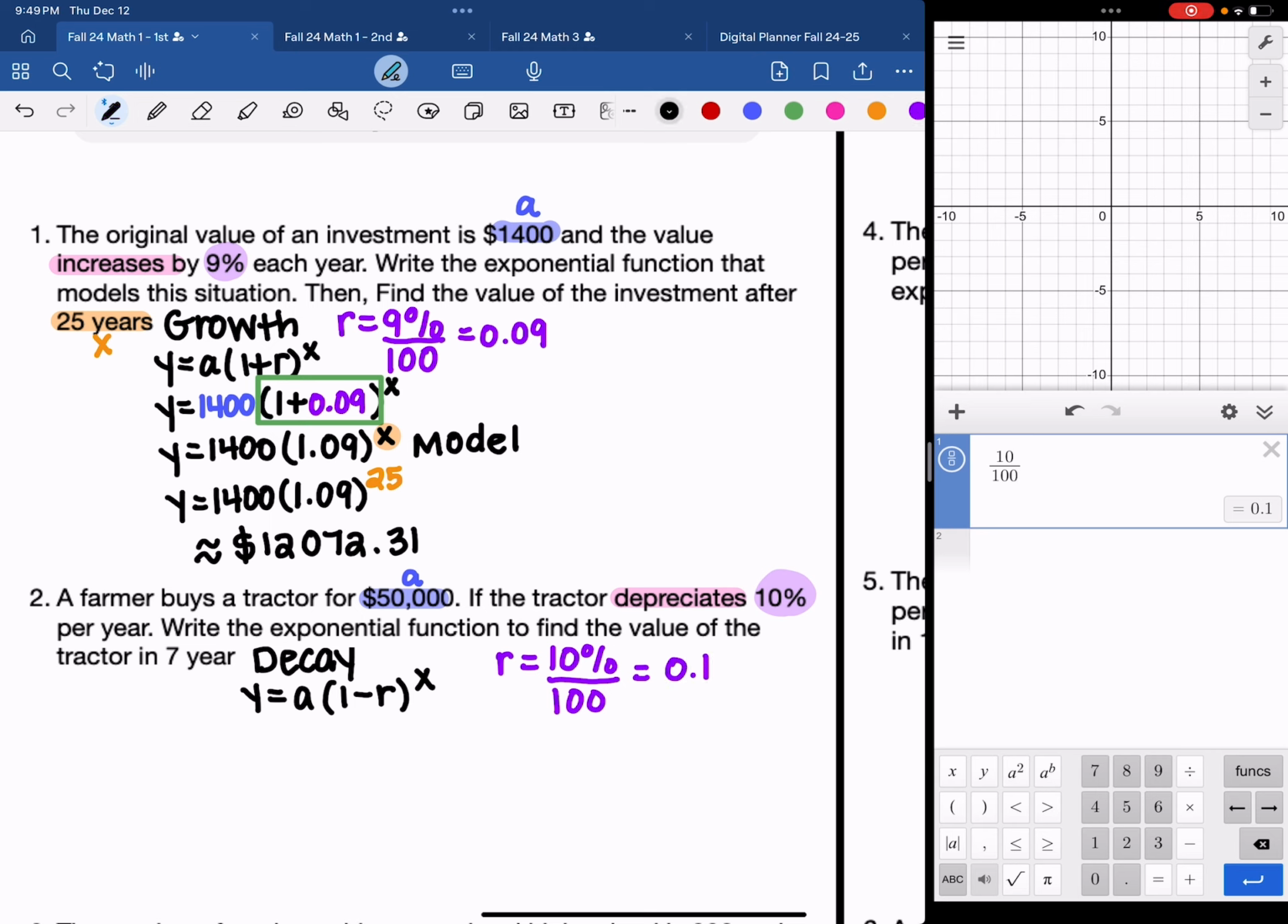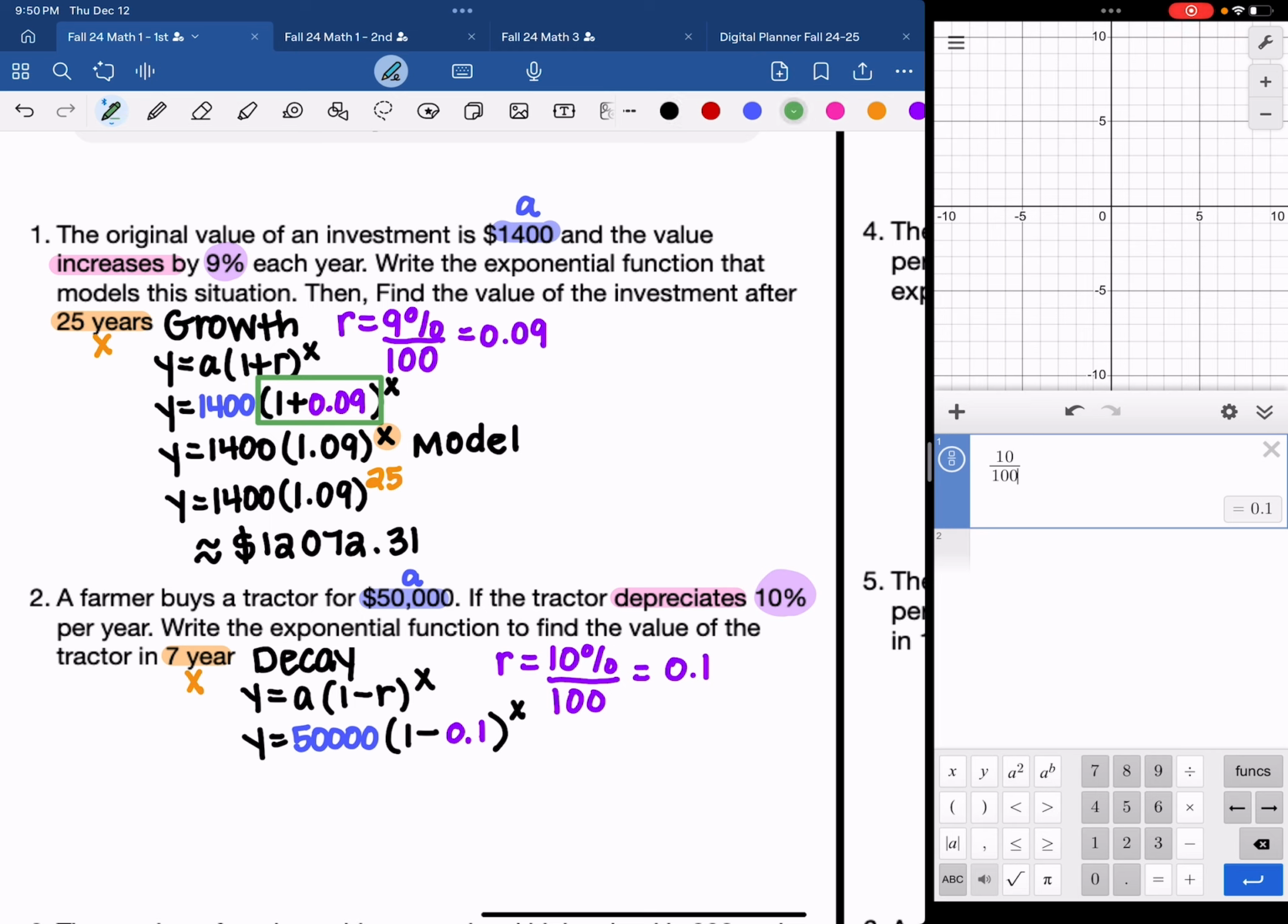Now, they want us to write the exponential model, and they want us to calculate how much the tractor is going to be worth in 7 years. So 7 years is going to be my input value. So let's start by writing the model. So this is going to be y equals, the initial value is 50,000. And we're going to say 1 minus. So 1 minus is the part of the decay formula. And then we're going to substitute in 0.1. Not the 10%. We're going to substitute the decimal value. And we're going to raise that to x for right now.